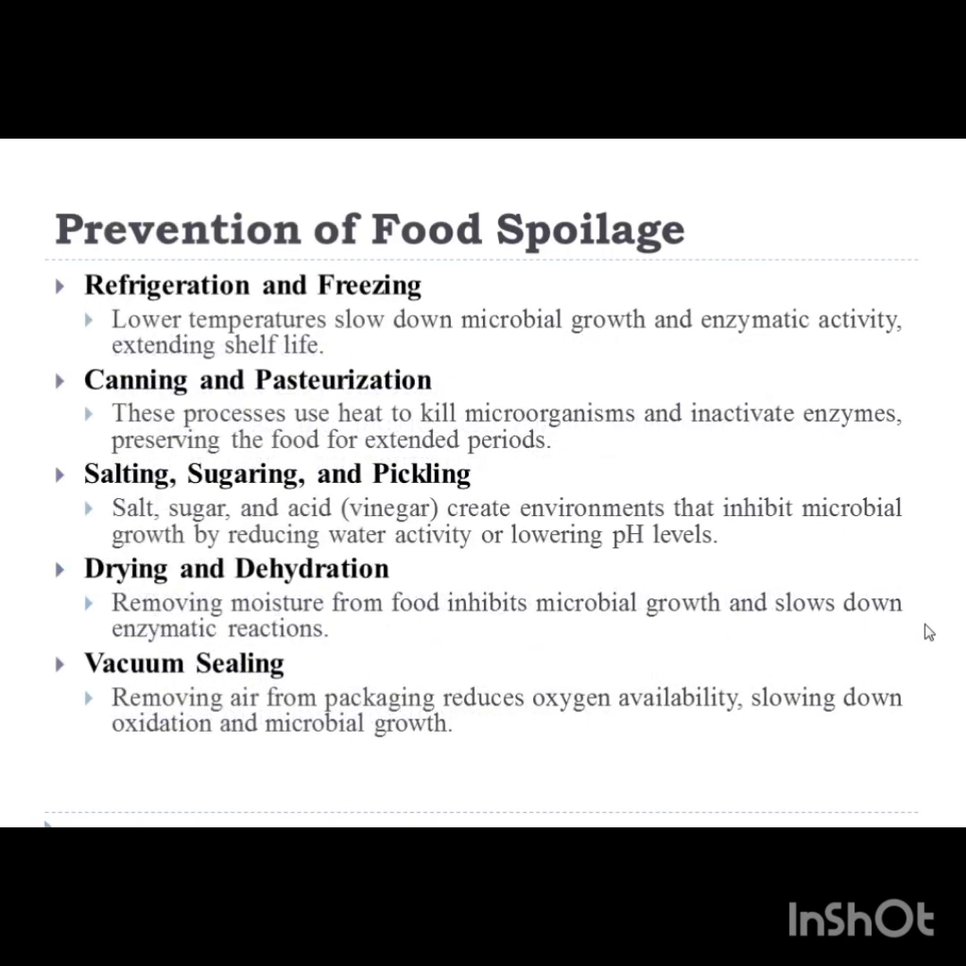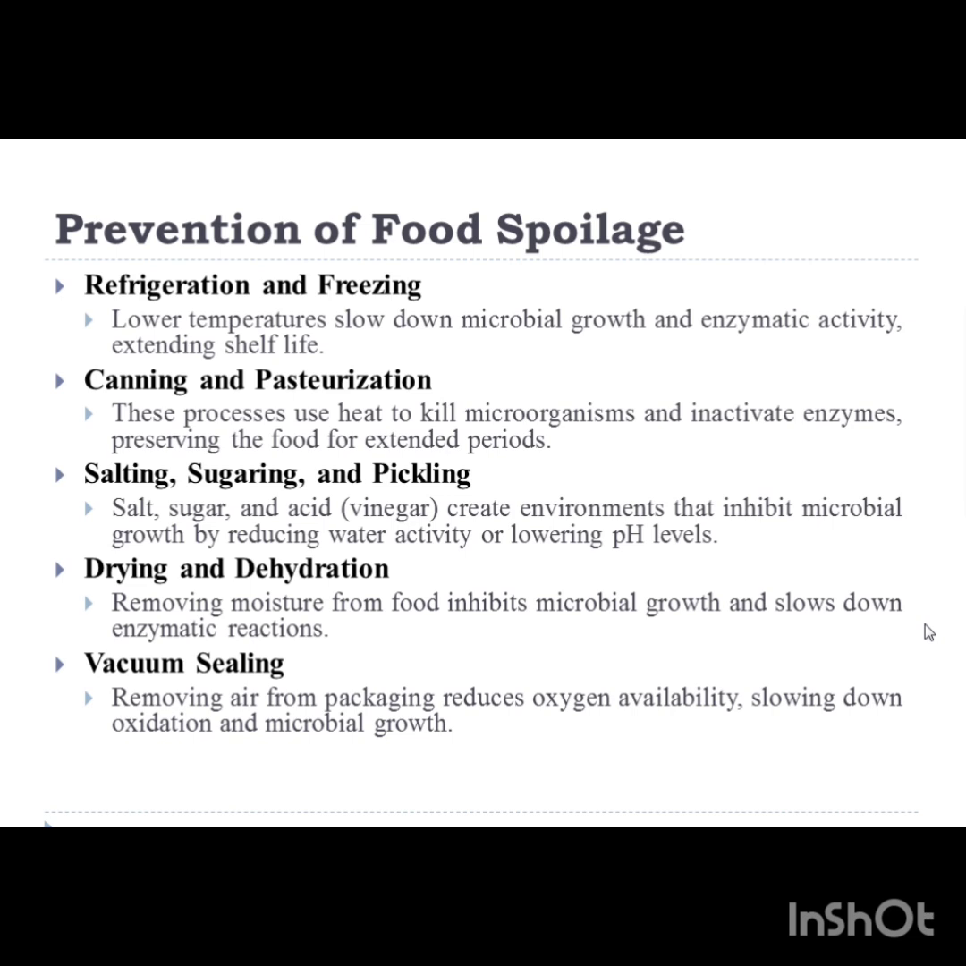Now prevention of food spoilage. First is refrigeration, because it slows down the microbial growth and the enzymatic activity. Canning and pasteurization is a technique where we kill the microorganisms and inactivate the enzymes so that the food can be stored for a long duration and won't be spoiled.